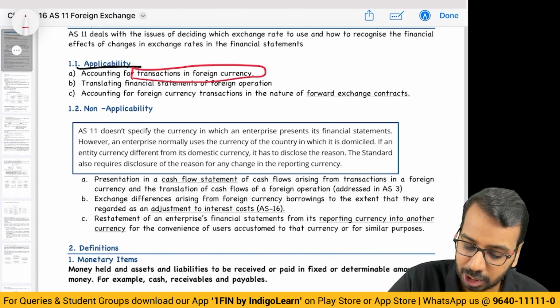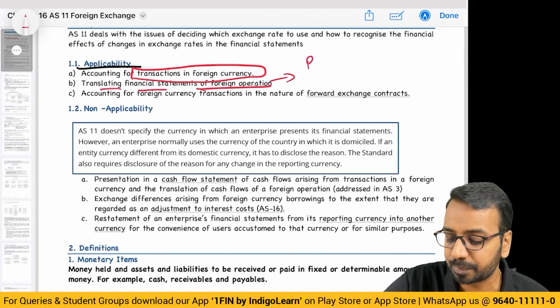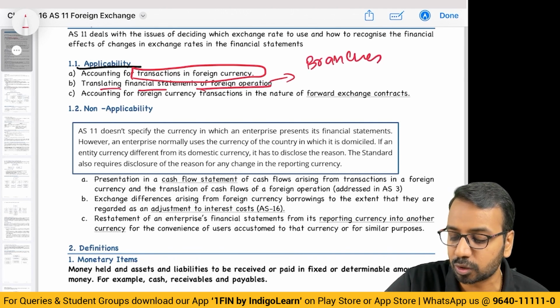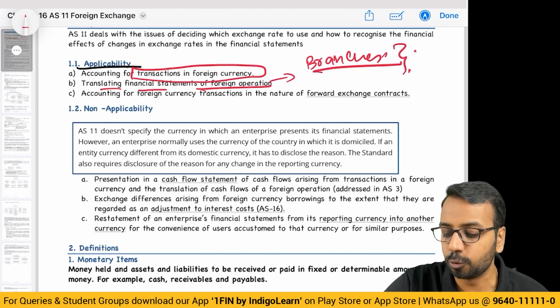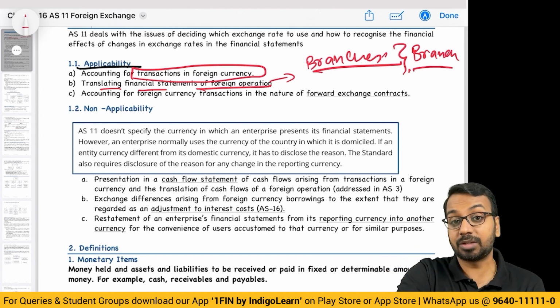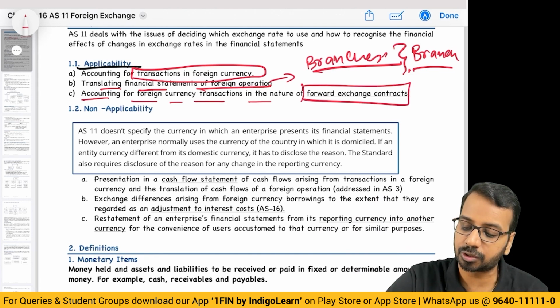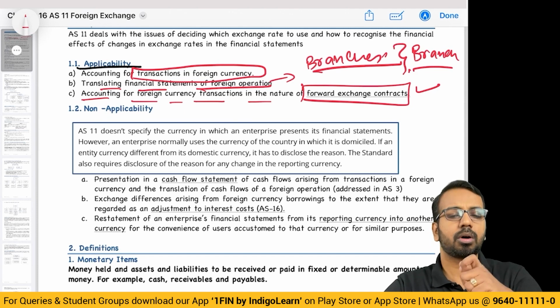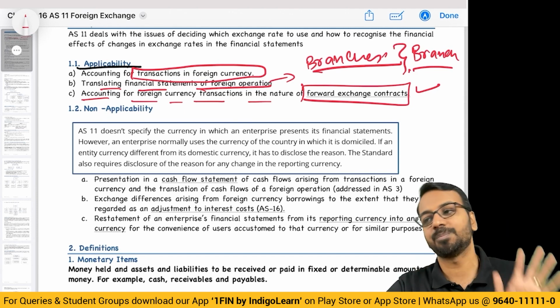Okay, then it is applicable to translate financial statements of foreign operations. Basically, if you have, let us say, foreign branches or foreign subsidiaries, this aspect of the standard we will do when we cover accounting for branches comprehensively. So we'll just understand the concept here. Practice will happen when we do branches. And accounting for foreign currency transactions in the nature of forward exchange contracts. This, though not frequently tested, has two simple concepts you need to remember for the examination.